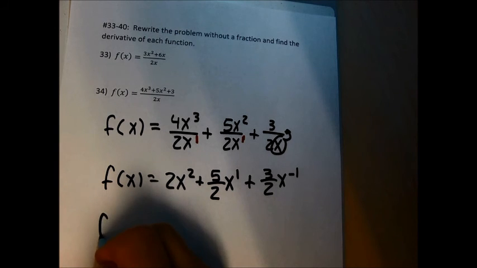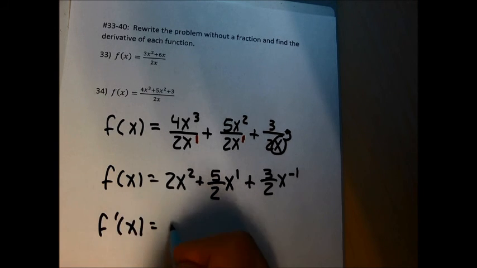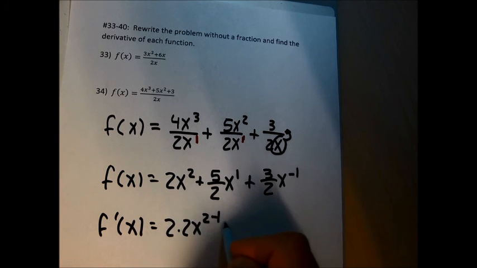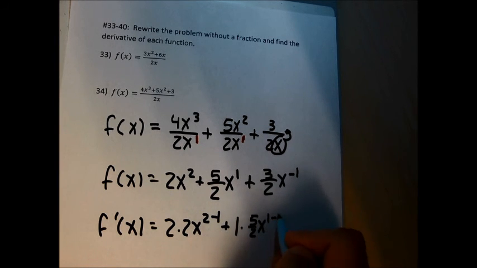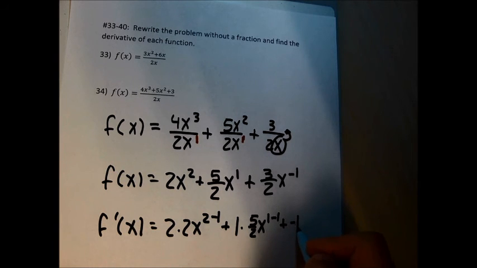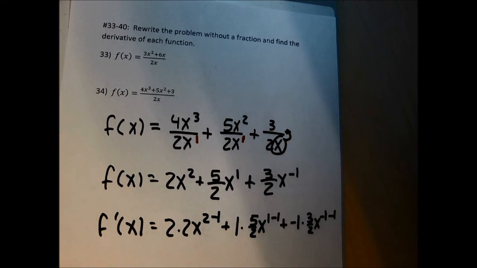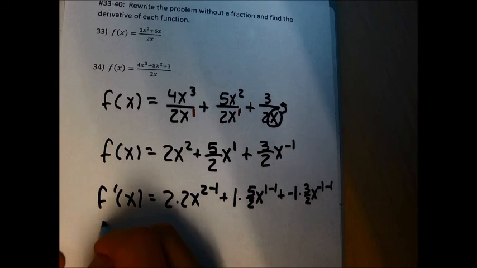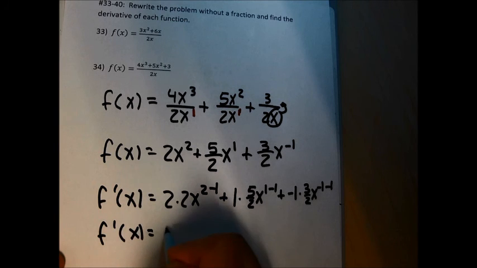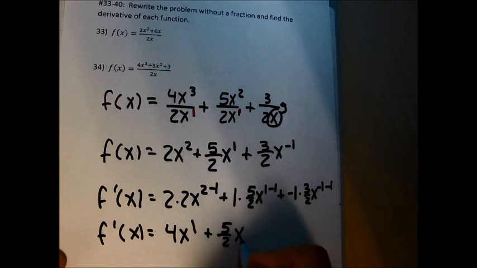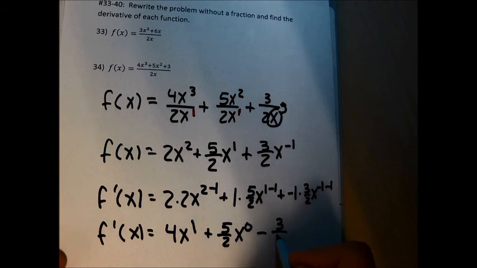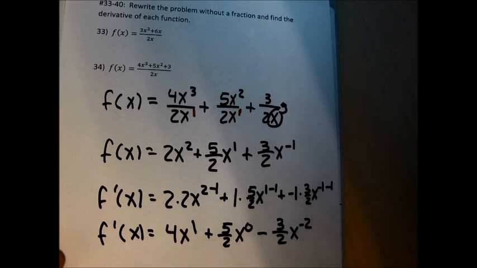Now I can take the derivative. F prime of x is going to be 2 times 2x to the 2 minus 1 plus 1 times 5 halves x to the 1 minus 1 plus negative 1 times 3 halves x to the negative 1 minus 1. That's just using the power rule 3 times. This is going to give me f prime of x equals 4x to the first power plus 5 halves x to the 0 power minus 3 halves x to the negative 2 power.